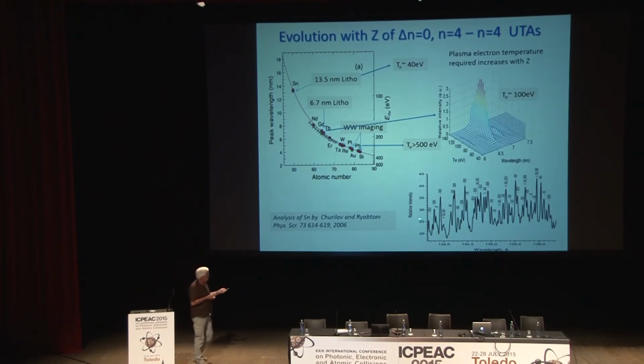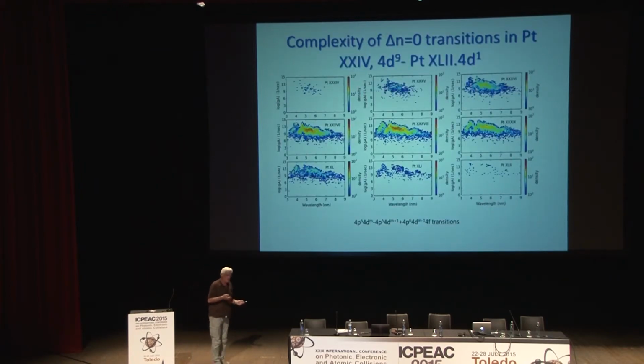The spectra, as I mentioned, are very complex. This is the spectrum of tin, actually, which was analyzed by Churilov and Ryabtsev some years ago. And in fact, the spectra are extremely complex. These are scatter plots of the 4d transitions going from n equals 9 down to n equals 1 in platinum. Each dot here, the blue dots, basically represents one transition. The red ones are 100 transitions binned in a 0.01 nanometer interval, and only the very intense lines at the top get out.